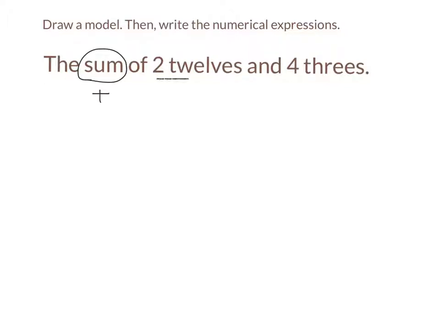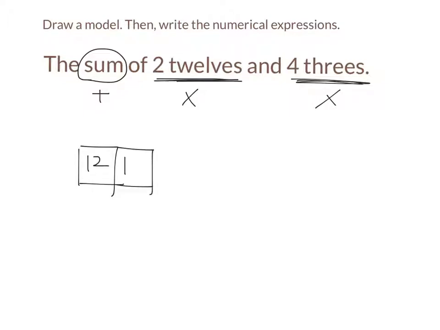Very good. This time, when we see the word sum, what do we know we're doing? Adding. If we have 2 12s, we're making 2 copies of 12s. So what are we doing to the 12s? Multiplying. And then if we have 4 3s, we're making 4 copies of the 3s. So what are we doing? Multiplying. Okay, let's draw the model first. Here I have 12. How many 12s do I need? 2. Very good. So let me draw 2 12s.